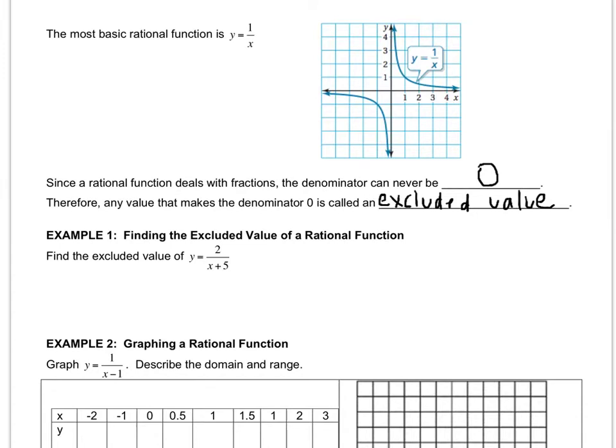So if you have this function and you want to figure out what are the excluded values, you say, well, the excluded values are anything that would make this equal to 0. So if x plus 5 equals 0, then negative 5 would not be able to be graphed.